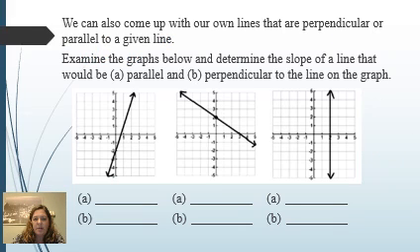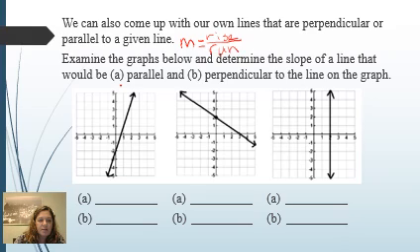So we can come up with our own lines that are perpendicular or parallel to a given line. To do this, we first have to identify the slope of the original line, which would be the slope of a line that's parallel, and the slope of the negative reciprocal, which would be the slope of a perpendicular line. Remember that slope is rise over run, rise being the y values and run being the x values.